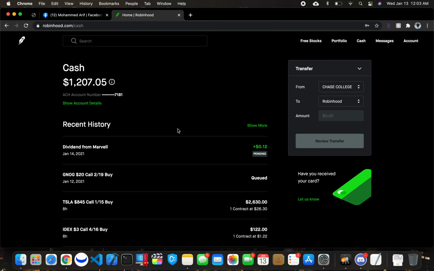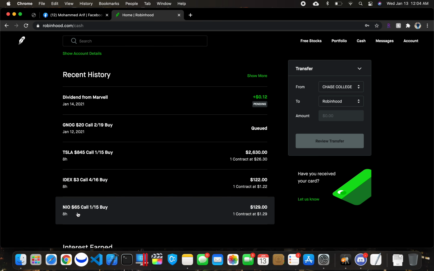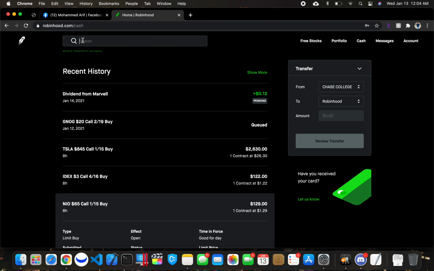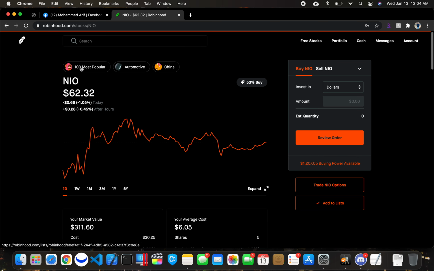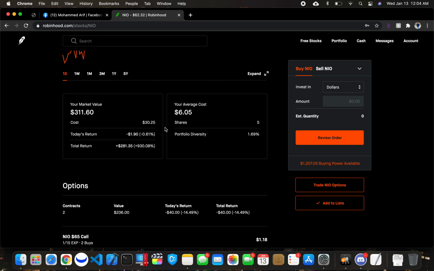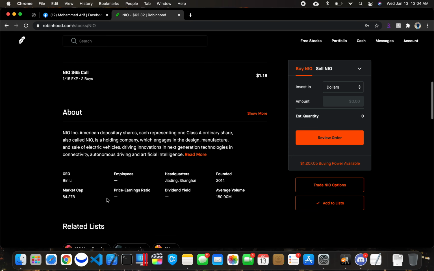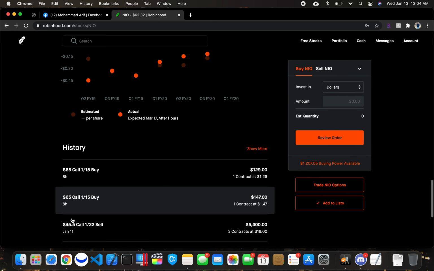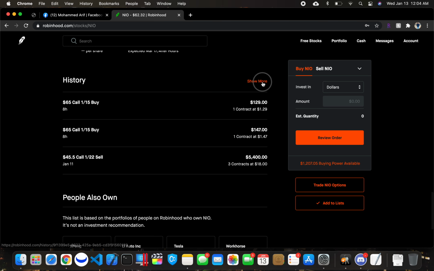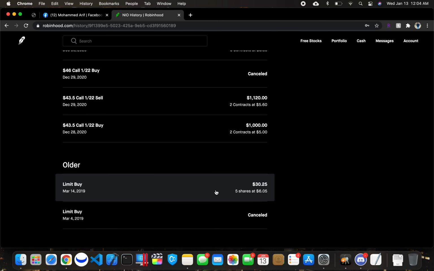So if you go to the cash section here, I'll show you my old NEO actions that I had before, and we can go to NEO here. So I did make serious gains with NEO, and I recently just got back into NEO with these two calls that I'm losing $40 on right now. But if we go to the history section here and click show more, all right, so let me go down here all the way. All right, so on March 14th I bought shares of NEO at $6.